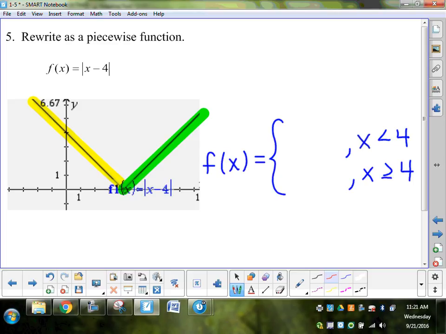Who can tell me what the equation of the yellow graph is going to be? Nick, what do you say? Negative x plus 4. How about the equation of the green? If you need to extend this out in your head, if I continue this out, what would that look like? Who can tell me what that graph would be if I extended it out?